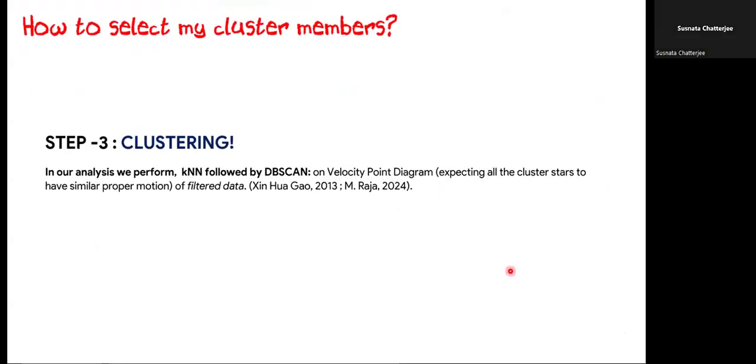In our analysis, we perform KNN followed by DBSCAN on the velocity point diagram of the filtered data. We expect all the cluster stars to have similar proper motion. There is also a popular method known as HDBSCAN, which we will discuss later.